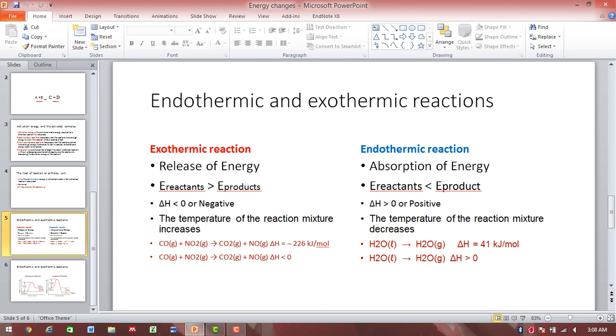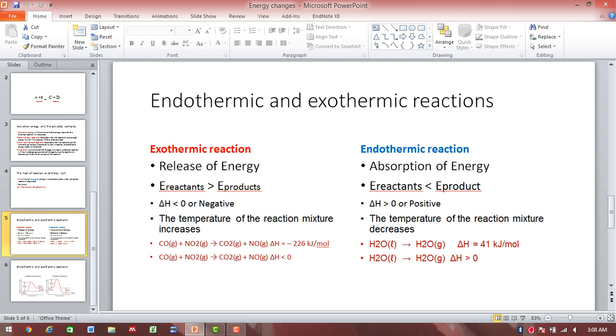Now what happens during these reactions is that during exothermic reaction, the energy of the reactants is greater than the energy of the products. Whereas under the endothermic reaction, the energy of the reactants is less than the energy of the products.